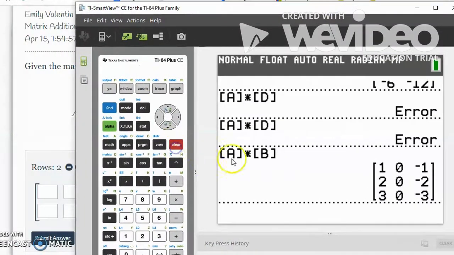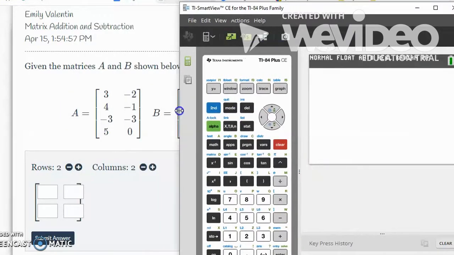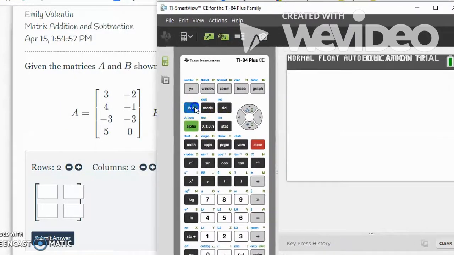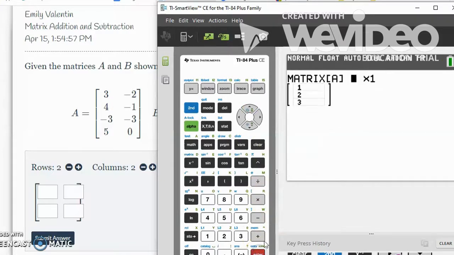Alright, so first thing we need to do if we're going to use the calculator for matrices is enter the matrices. So I'm going to go to second matrix, scroll, edit, and we're going to go ahead and use matrix A for this one since that's what it is called. We need to enter the order first thing. So this one has 1, 2, 3, 4 rows and 2 columns.